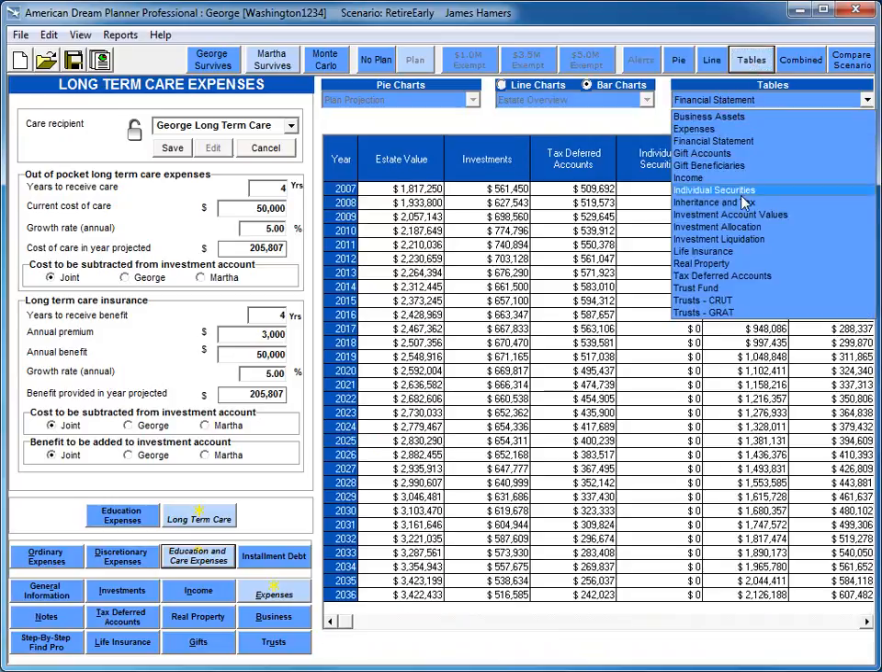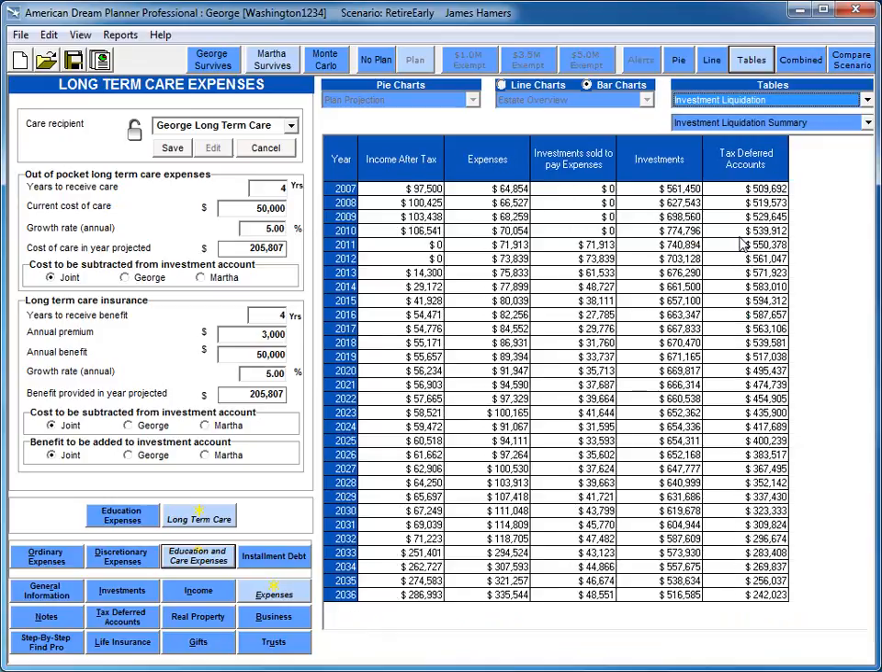To see what the value of these items are, click to the data tables and go from the financial statement to the investment liquidation account. And here on our expense column, we show the value of the care, what those costs are, compared to being offset now by the long-term care insurance. The normal expenses continue on, and the portfolio remains relatively stable and affordable for the client.